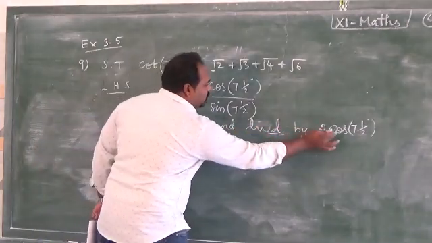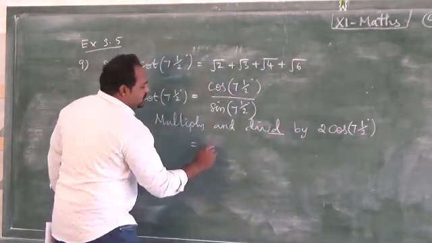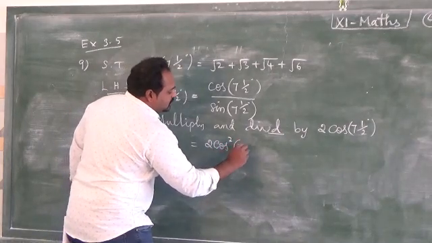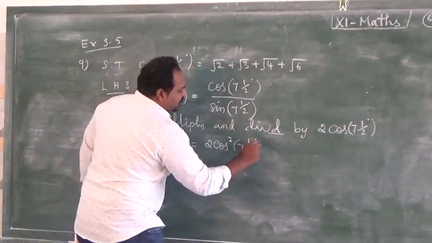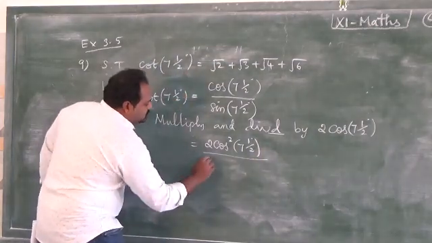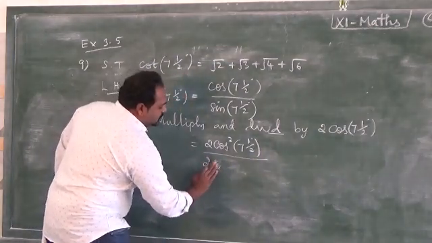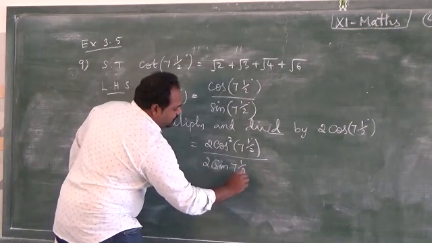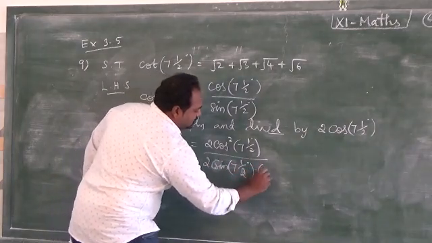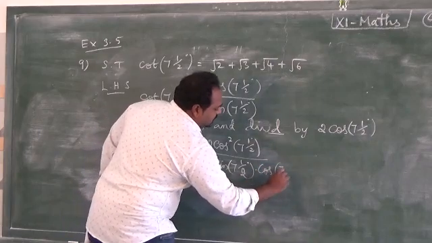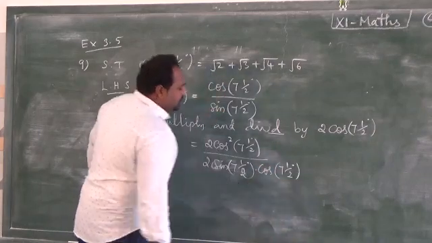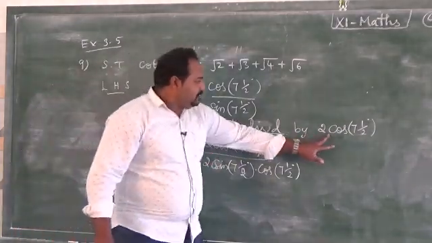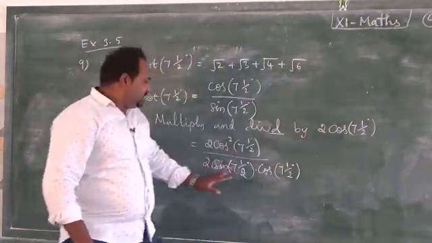If I multiply by 2 cos 7.5 degree in the numerator, it will be 2 cos square 7.5 degree, divided by 2 into sin 7.5 degree into cos 7.5 degree. It will be formed like that. After multiplying and dividing by 2 cos 7.5 degree, you will get these steps.